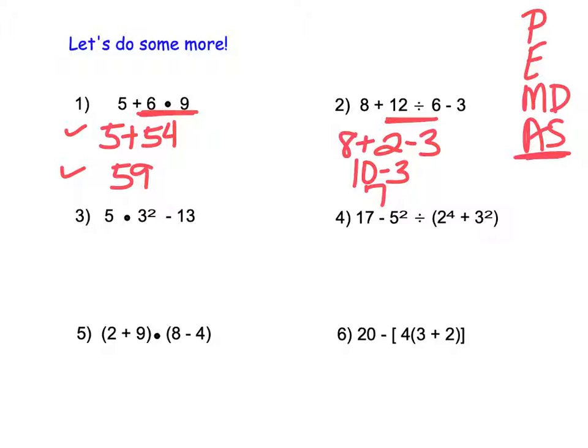Number 3. I have no parentheses, but I do have an exponent, so I have to do that first. And 3 squared is 9. 3 times 3 is 9. Now I need to multiply. 9 times 5 is 45. And 45 minus 13 is 32.